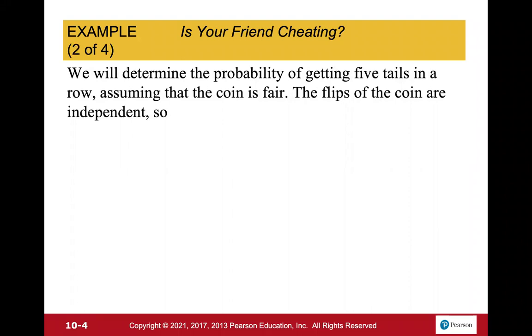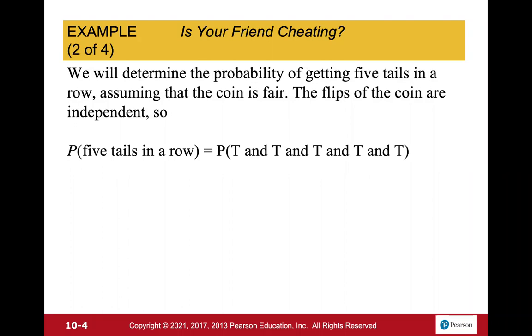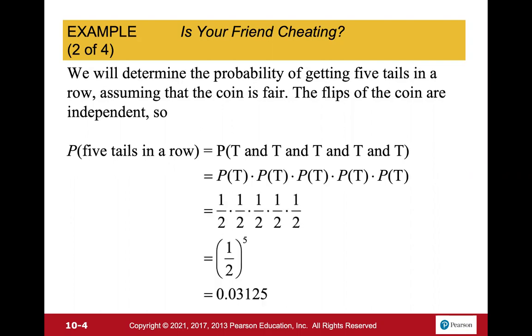coin flip is fair. The flips of a coin are independent. So the probability of 5 tails in a row is equal to the probability of tails and tails and tails and tails. Because these are all independent events, the probability of tails is 1/2, and we have 5 copies of those, so we could jump straight to this and get this value right here. So there's a 3% chance that this would happen.